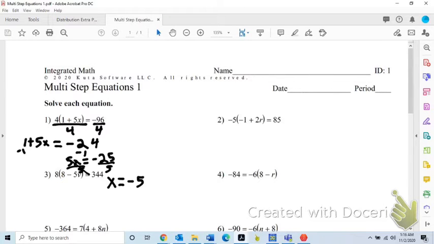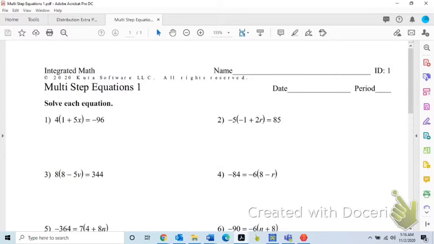So this is multi-step equations. What you'll notice is that some of these look kind of familiar. Some of them require the same kind of general idea that we've done before, but they're just a little bit more complicated. I'm not sure that sentence made all that much sense, so I apologize. So let's look at number 1. We have 4 times (1 plus 5x) equals negative 96.